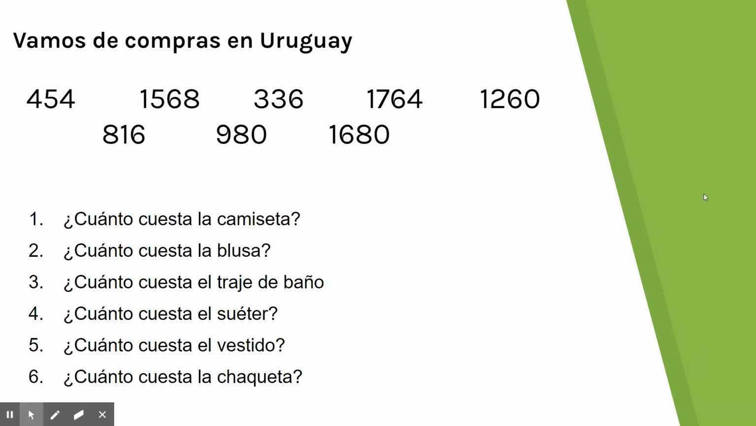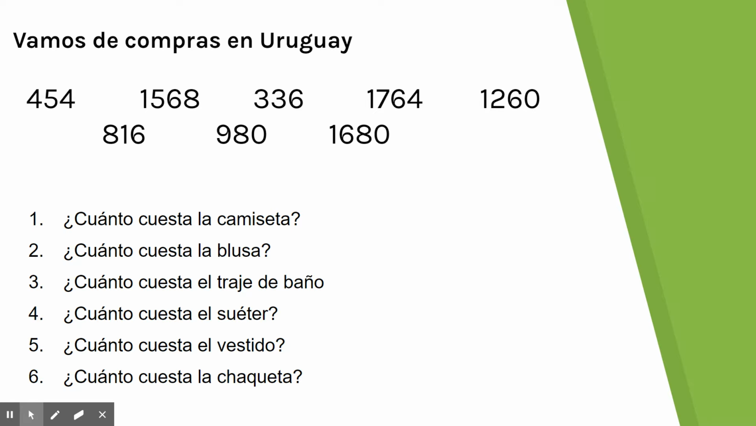We're going to listen to unas conversaciones, and the dependiente, who's the salesperson, is going to say how much each item costs. They will go in order. So the first one, we want to figure out cuánto cuesta la camiseta. All of the answers are from the choices that we just went through. Obviously, there's more choices than there are numbers, so there will be a few numbers that we're not going to use. So as you listen, I want you to write down and see how you do.